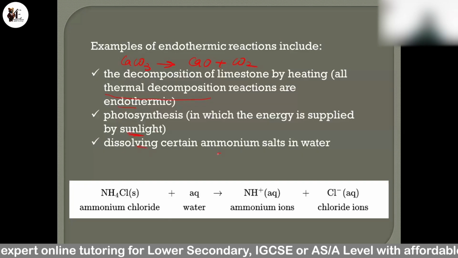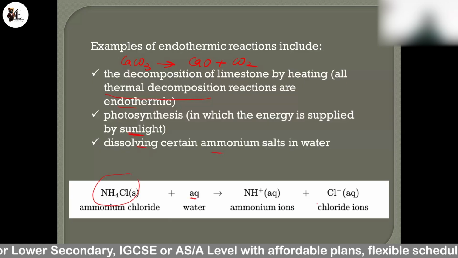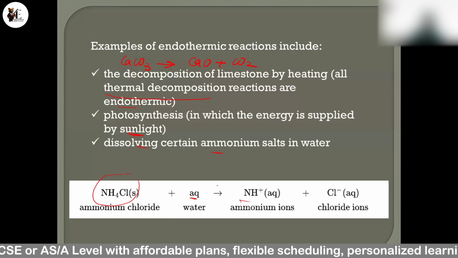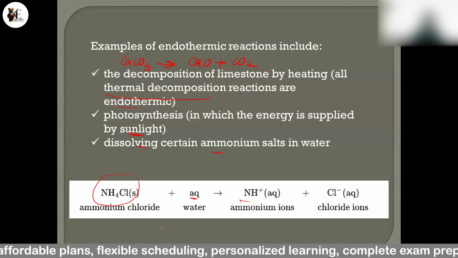Dissolving certain ammonium salts in water. When you dissolve ammonium chloride in water, you have ammonium ions and chloride ions. So when you dissolve certain ammonium salts in water, energy is required. So it is also an endothermic reaction. Write it down.